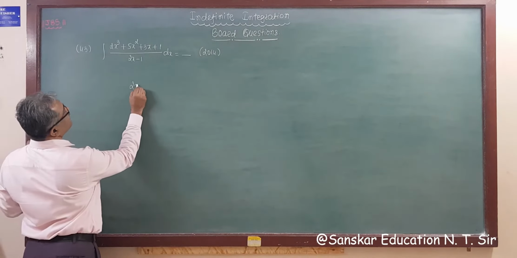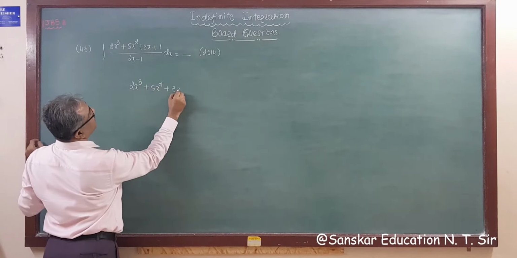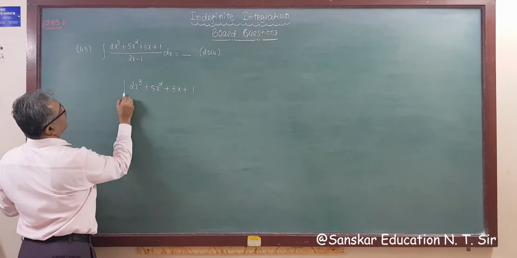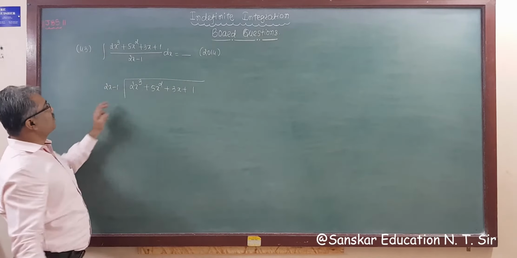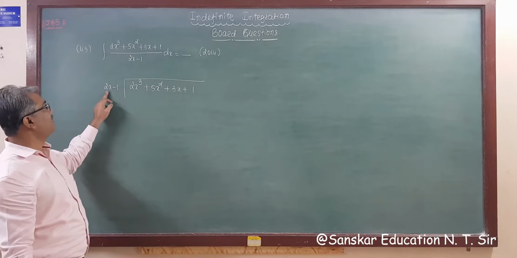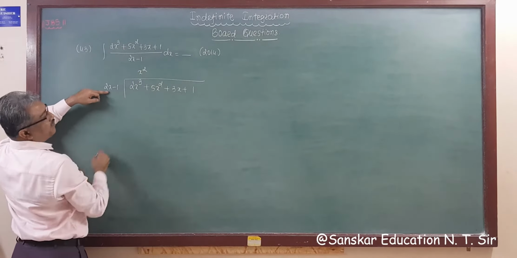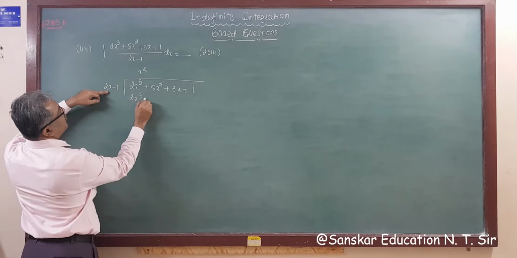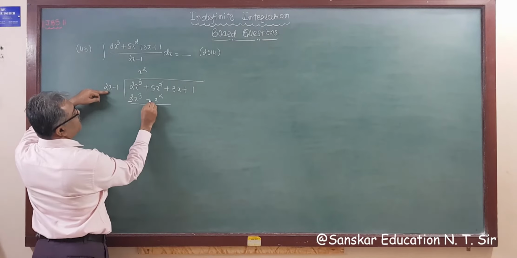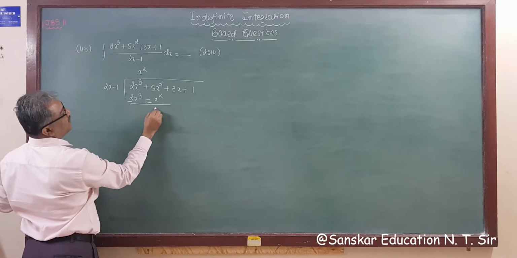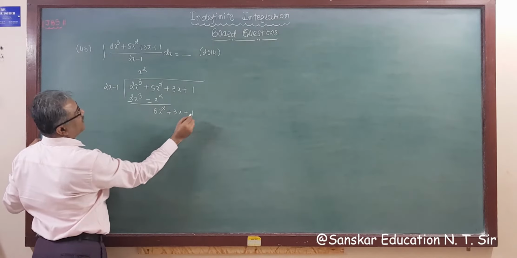So we divide the polynomial 2x cube plus 5x square plus 3x plus 1 by 2x minus 1. Here the leading term is 2x cube, and here is 2x already. If we multiply by x square, this becomes 2x cube minus x square. Compulsorily we have to subtract this. So 2x cube minus 2x cube is 0, and 5 plus 1 is 6x square plus 3x plus 1.